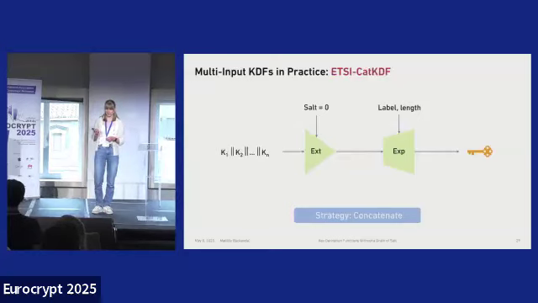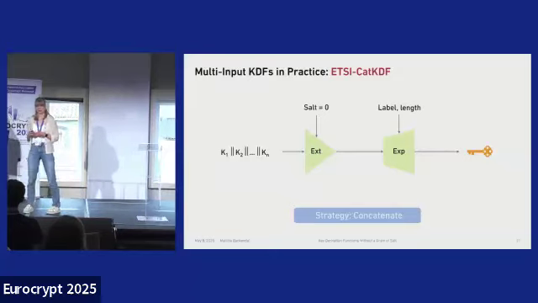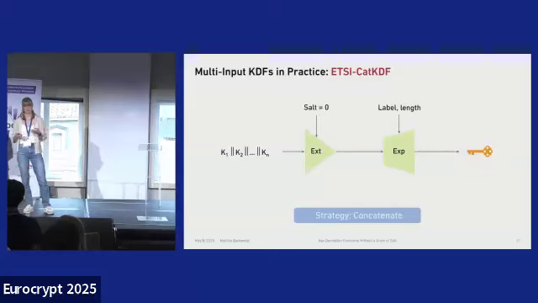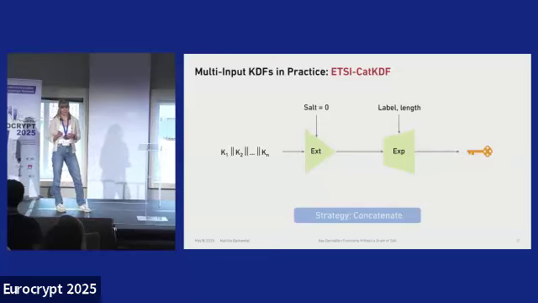Now, ETSI does something very similar. They just concatenate all of the arbitrary number of keys, where these keys come from some sort of key exchange protocol. Now, in contrast to Signal, though, ETSI doesn't use this zero salt. Instead, they put the label into the salt input of HKDF extract.